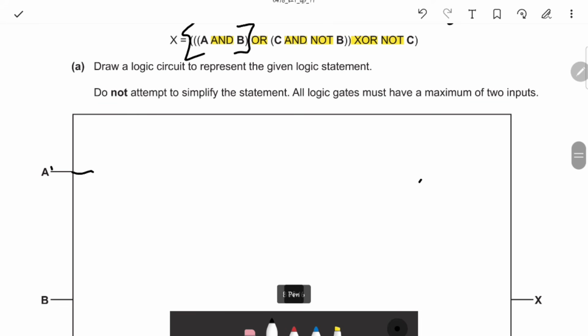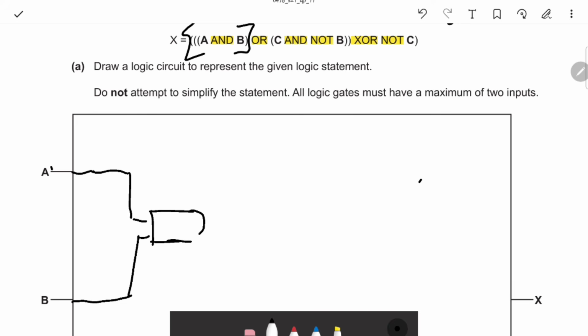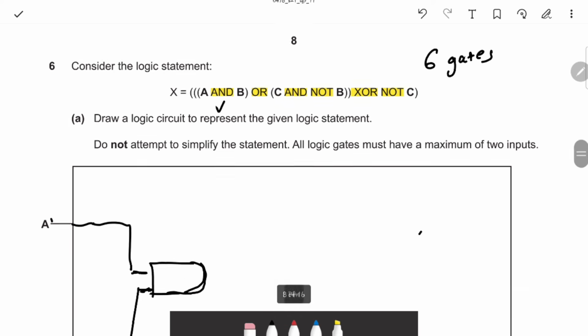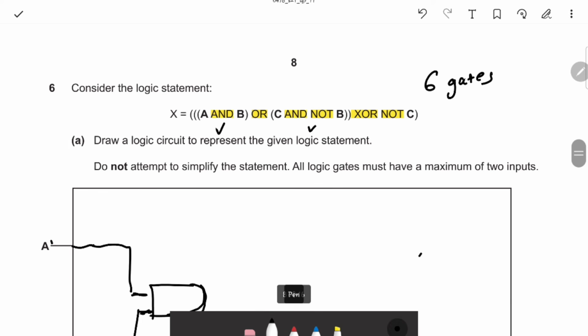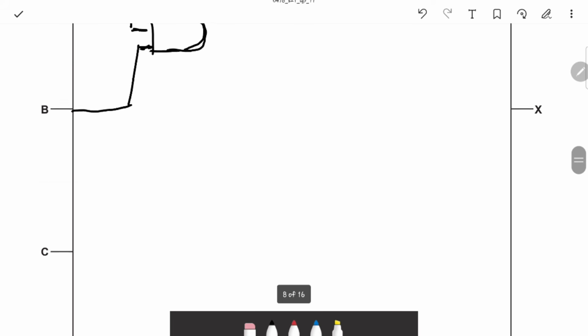So A is connected with B with an AND gate. Sorry for the terrible drawing. In your examination, please draw carefully, but since I want to save time, I'm just going to draw it like this. So we've done the first one. Let's move on to this one now. I'm starting with the brackets only first. C and not B.